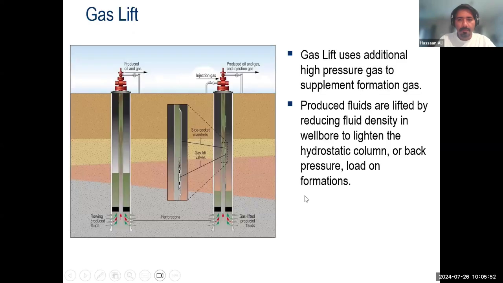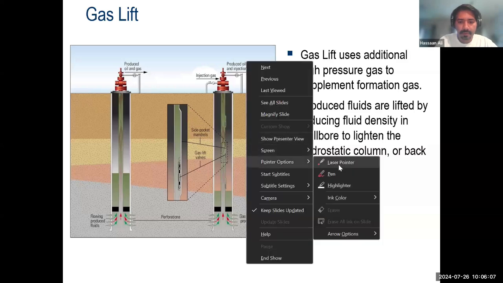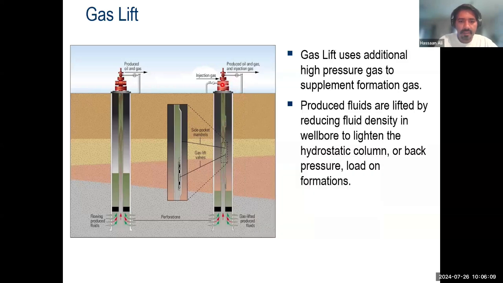So, gas lift is a method of artificial lift in which high pressure gas is injected from the surface through the space between, let me change the pointer option. So the high pressure gas is injected from the surface. The gas travels through the space between casing and tubing. So this black space is the space between casing and tubing. The technical name for this space is annulus.